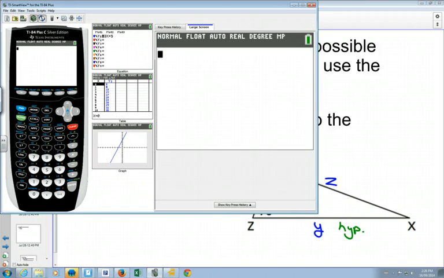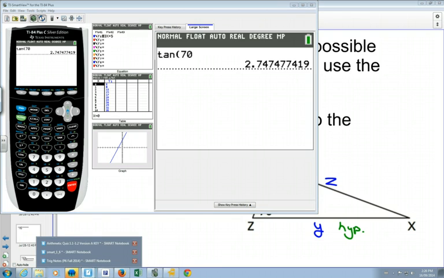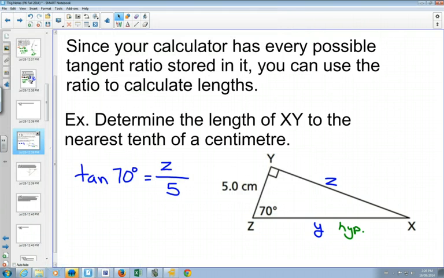If we pull out our calculator and we type tan of 70, again, your calculator has it memorized that if you had a 70 degree angle, the ratio would be 2.747. That's what the ratio would be. So if we go back to our example here, we know that the ratio of z over 5 has to equal 2.7.